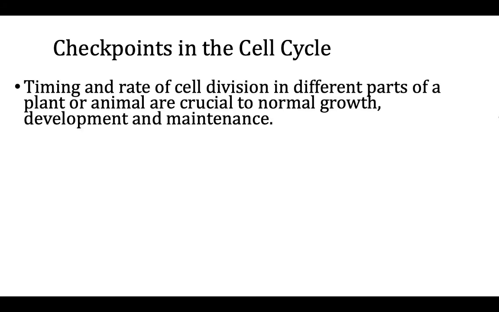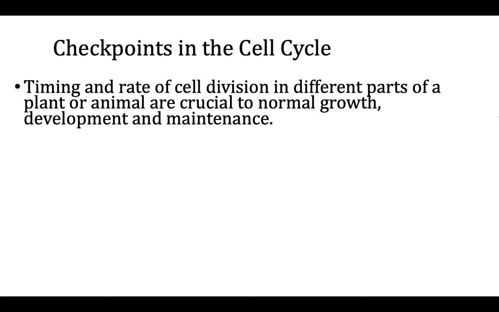So in order for this cell to function, or any cell to function, there are certain checkpoints that need to take place to see whether or not the cell can actually go through with cell division. Right? So the timing and the rate of cell division in different parts of organisms is very, very crucial to the growth and maintenance of a particular organism.